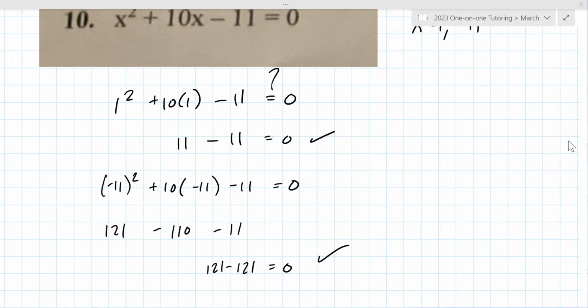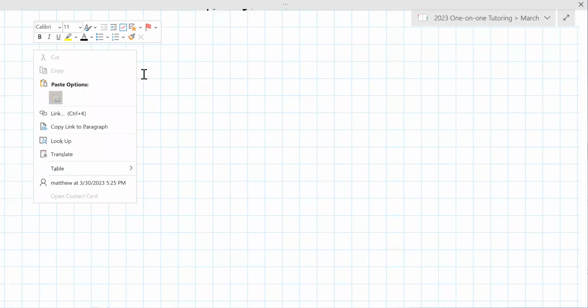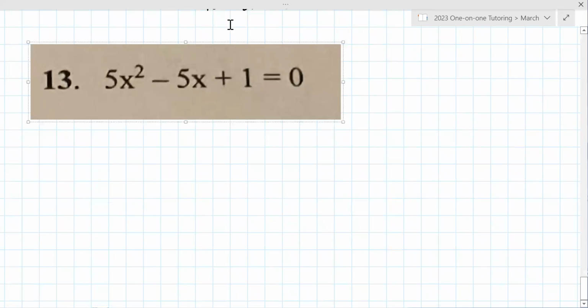Okay, kind of same thing here. I'm going to do 13 with you, I believe it's the one that's more awkward, and then have you try 12 on your own. Solve by using the quadratic formula. Simplify radicals.